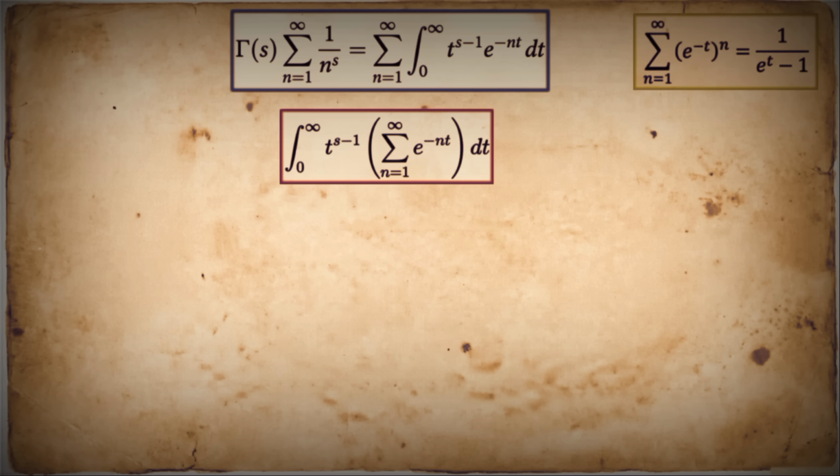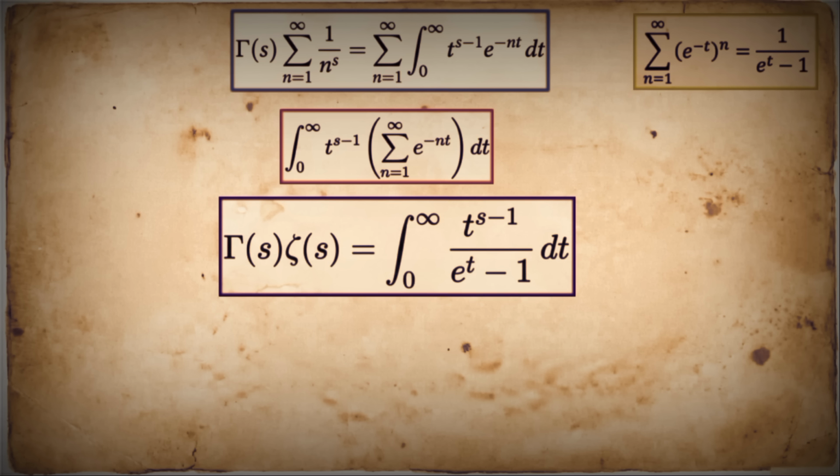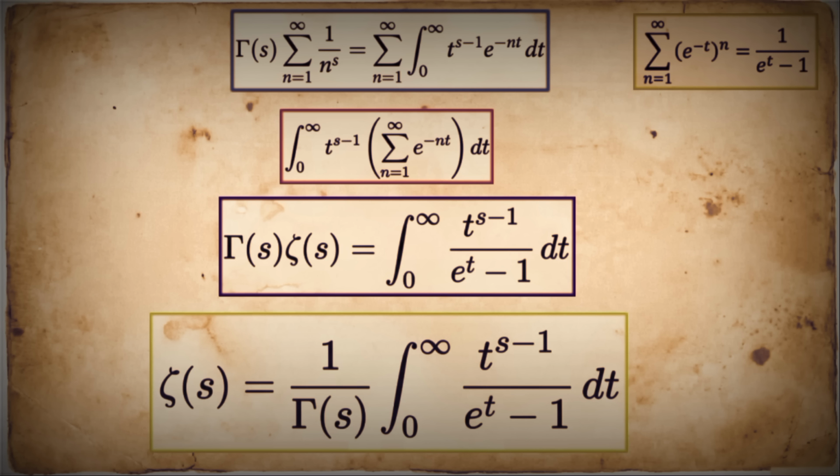The first term is e to the power of negative t, and the common ratio is also e to the power of negative t. A standard geometric series identity gives the sum as 1 over e to the power t minus 1, so the right side becomes the integral from 0 to infinity of t to the s minus 1 over e to the power t minus 1. Dividing both sides by the gamma function gives the result. The zeta function at s equals 1 over gamma at s times the integral from 0 to infinity of t to the s minus 1 over e to the power t minus 1.